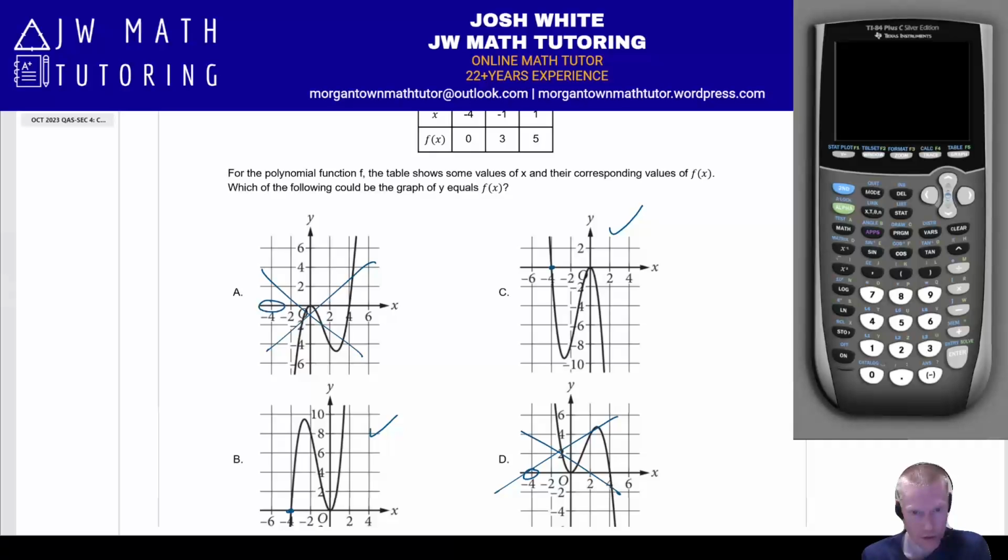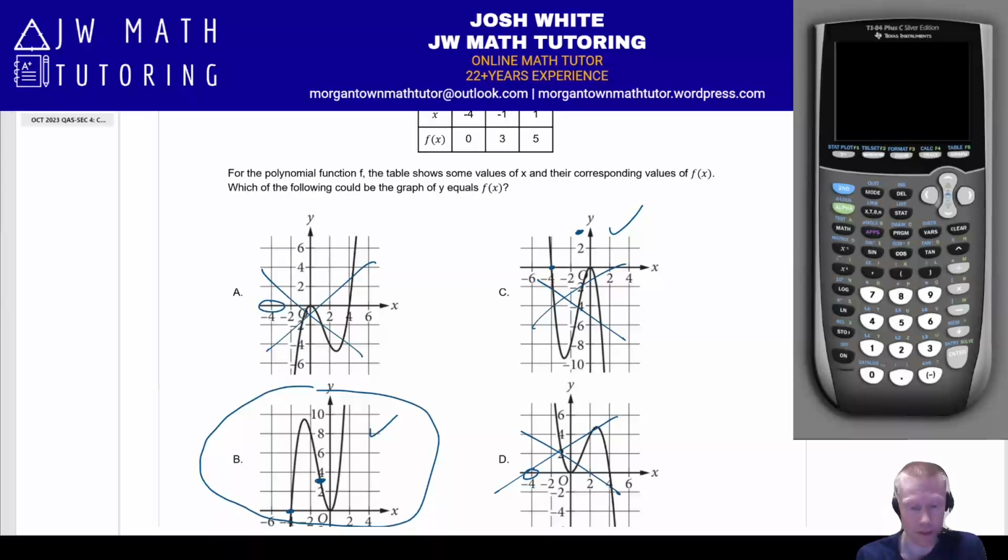So negative 1, 3 for B would be roughly right here. So it looks like that one still works, we keep it. Negative 1, 3 on the graph of C would be somewhere up here. Okay, that one doesn't work. Process of elimination, it has to be B.